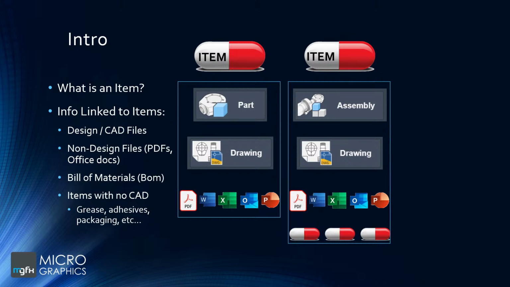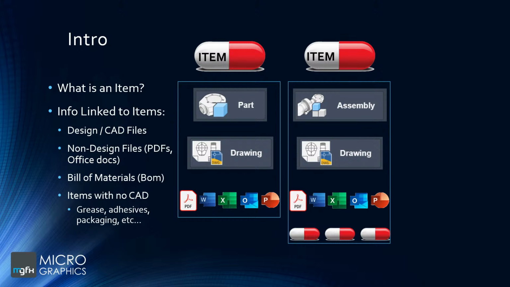But because this assembly may have other parts within it, parts and sub-assemblies, those files could also be converted to items. And so the last row there, I've got 3 little capsules, 3 items there. Those would represent the bill of materials. Those would represent the other items related to that assembly.